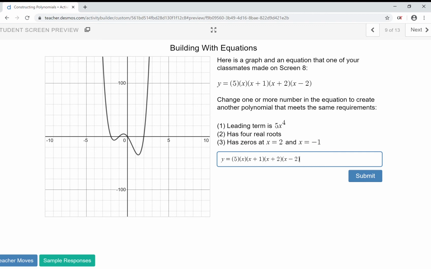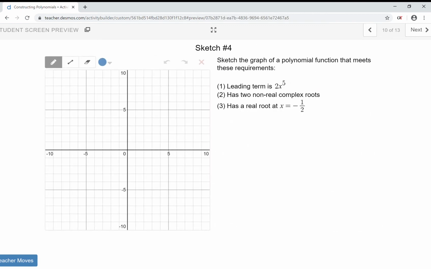All right, slide 10. All right, so same thing, leading coefficient. Leading term is 2x raised to the 5th power. So that means that the 5th power, this has 5 roots. All right, so there should be 5 x-intercepts. Now, number 2, your requirement for number 2, it says that it's non-real complex roots. So complex roots means that they're going to be imaginary numbers. So that means that whatever your root is, you're going to take a square root of a negative number.